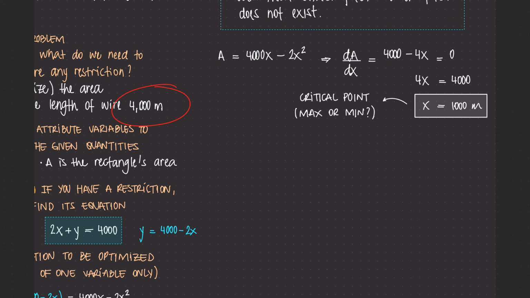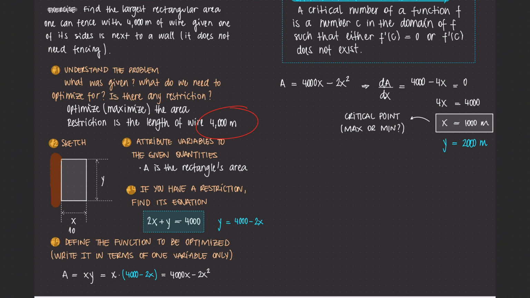And something else that's important to mention here is that 1000 is not the largest area. 1000 is the x value which, when selected, will give you the largest area. Given that y is 4000 minus 2x, y will be 2000 meters, which means that this is 1000 and this is 2000. So when you consider this length right here as well, we have in total 4000 meters.